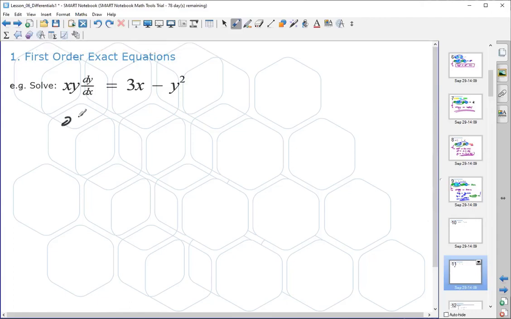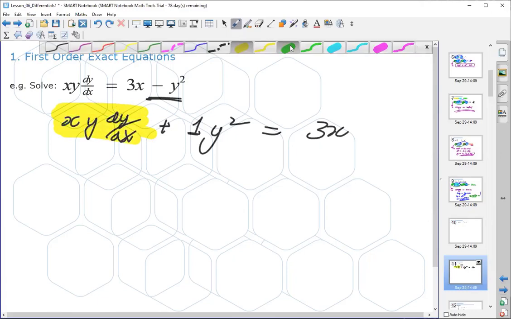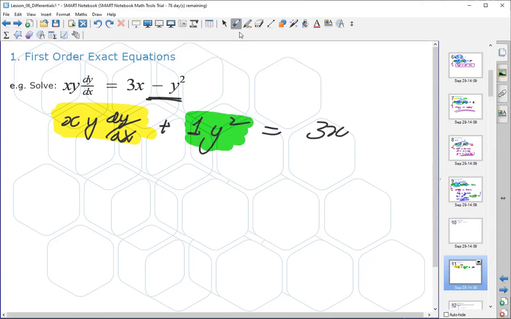So y dy by dx plus y squared is equal to 3x over x. I don't know why you divided by x. We're only moving the terms at the moment, so I'm not sure why you divided by x. It wasn't necessary to divide by x. All we were doing was moving this y squared here, because the layout has to be dy by dx term, then y term, which can have x's in front of it, and then only x's term here. So that's the layout that we're after.